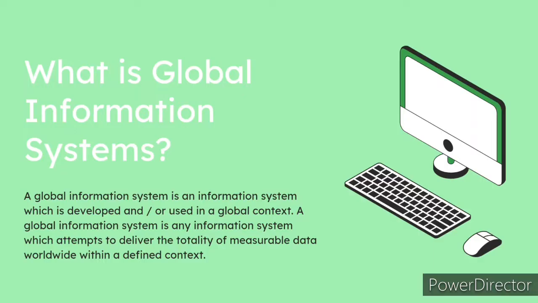What is global information systems? A global information system is an information system which is developed and/or used in a global context. A global information system is any information system which attempts to deliver the totality of measurable data worldwide within a defined context. The airline reservation system Sabre.com is one example of a global information system.